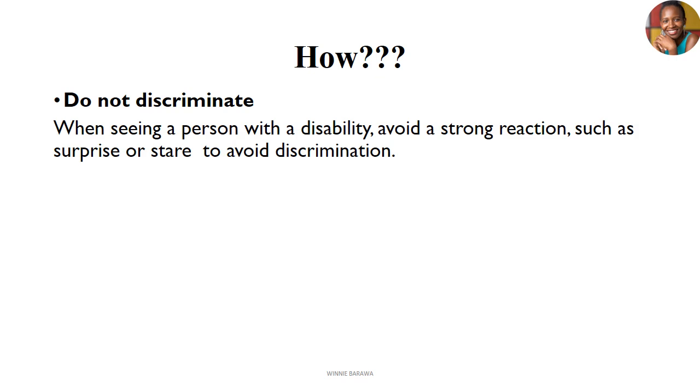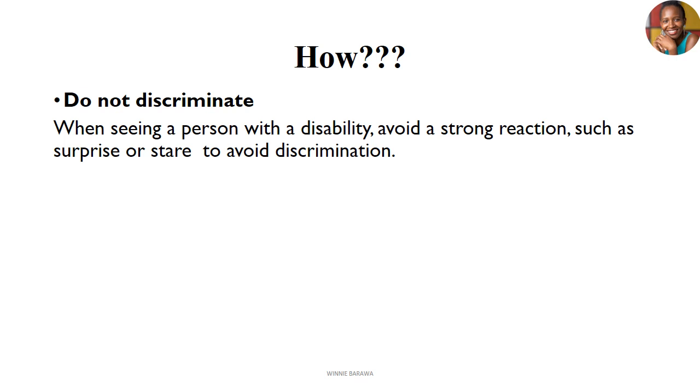And then don't forget to avoid discrimination. Do not discriminate. When seeing a person with disability, avoid reactions, stares, or even surprise, as these are indicators that describe discrimination among persons with special needs and disability. Treat them with equal respect.